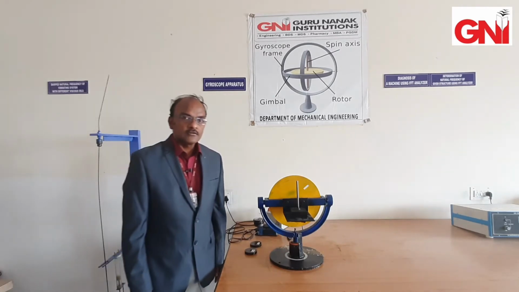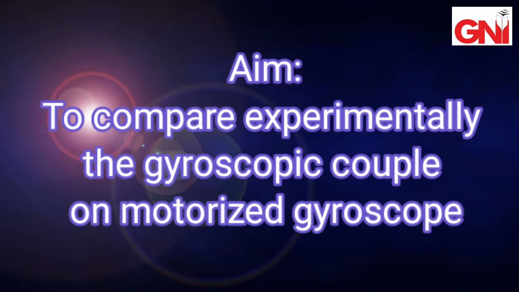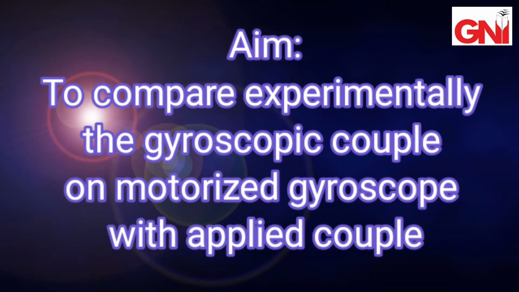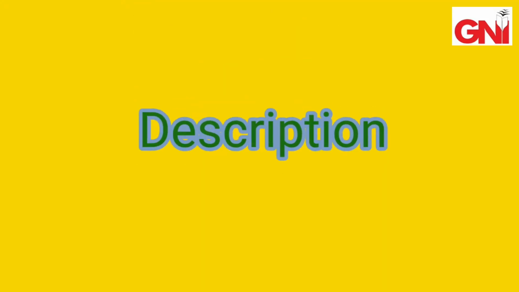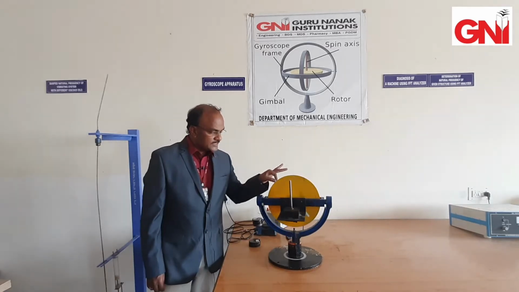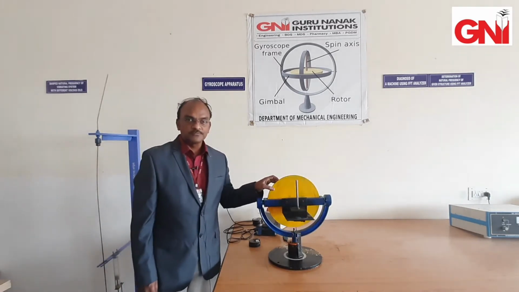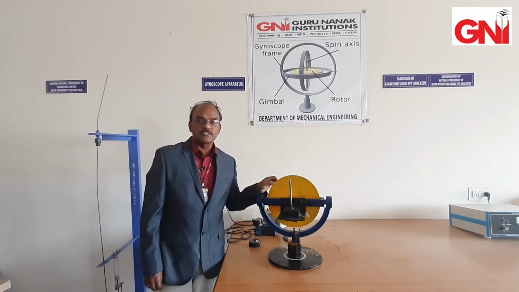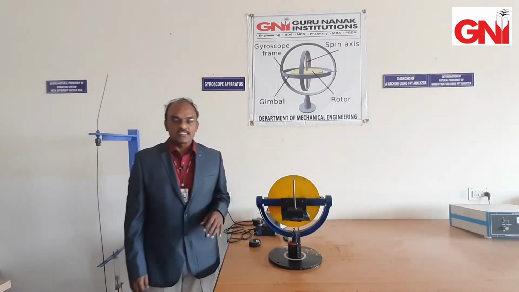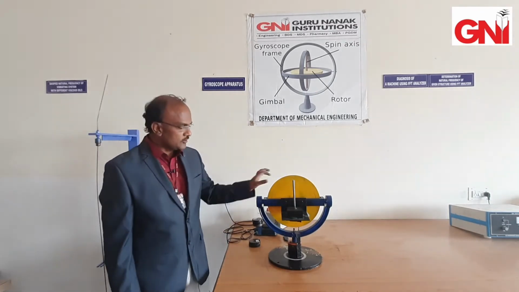Today's experiment is on gyroscopic apparatus. The aim of the experiment is to compare experimentally the gyroscopic couple on a motorized gyroscope with the applied couple. A gyroscope is an interesting instrument used for control of aeroplanes, naval ships, two-wheeled vehicles, four-wheelers, guided missiles, etc.